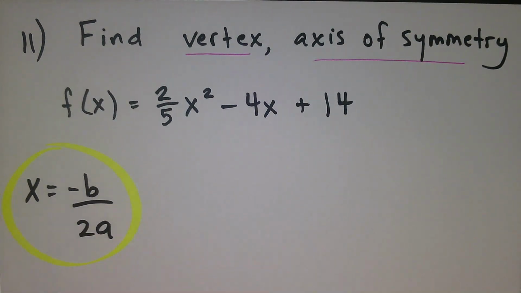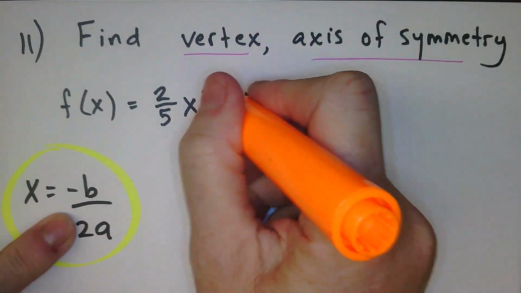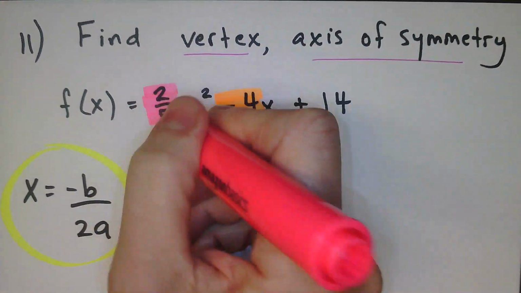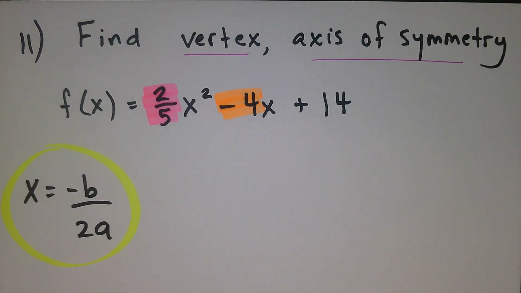So we need two things from the function. We need b, which is this guy, minus 4. And then we need a, which is this guy, the 2/5. Now, having that as a fraction is probably going to make this a little bit trickier, but it's totally doable. All right, so let's go ahead and start.